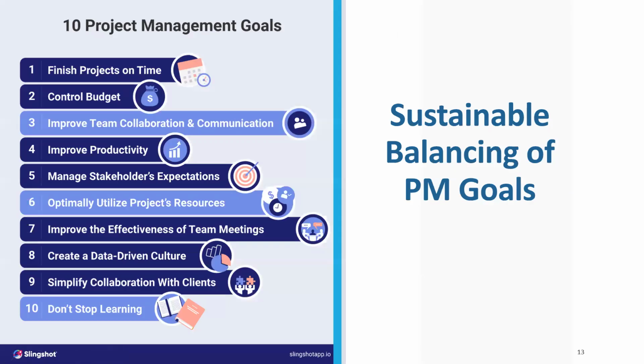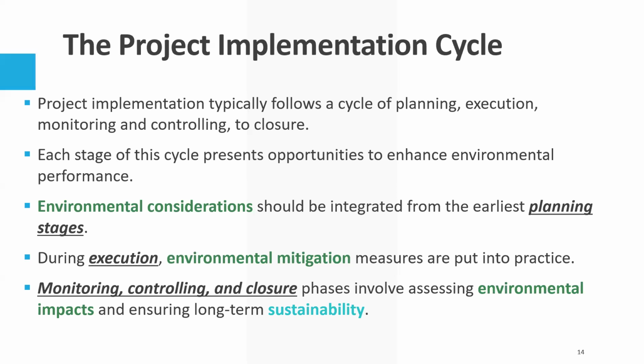Let me see. Okay, yeah. So I'm going to the next slide. So the project implementation cycle typically follows the planning, execution, and to closure. In between or along the way, you have to be doing monitoring and controlling. And we have to make sure that we integrate environmental consideration into all the various stages, because it is the environment that hosts everything we have.